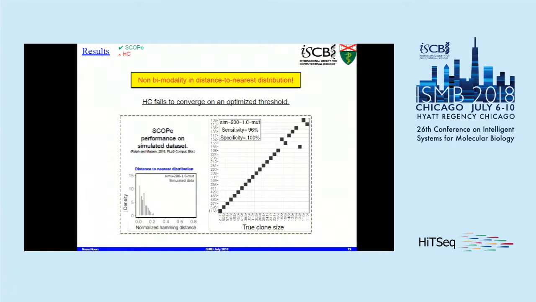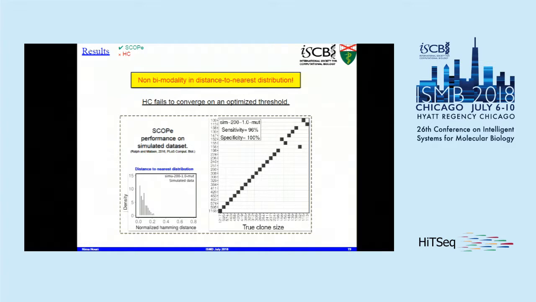Okay, another challenge that I discussed with hierarchical clustering was optimizing the fixed threshold. As I said, the distance to nearest distribution is not always guaranteed to be bimodal. This is the published simulated data from Ralph and Matsen 2016. We are showing a single distance to nearest distribution. Here you can see that it's not bimodal, so the hierarchical clustering method would fail.